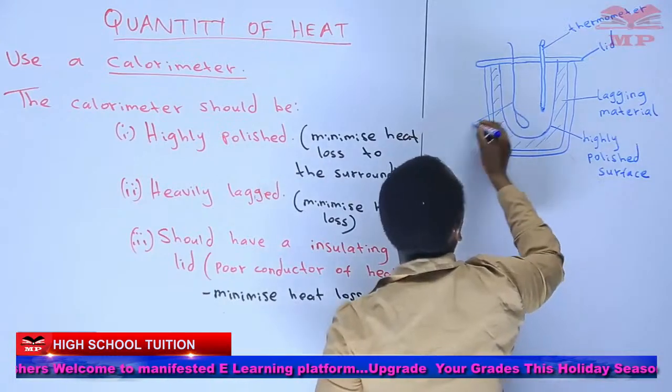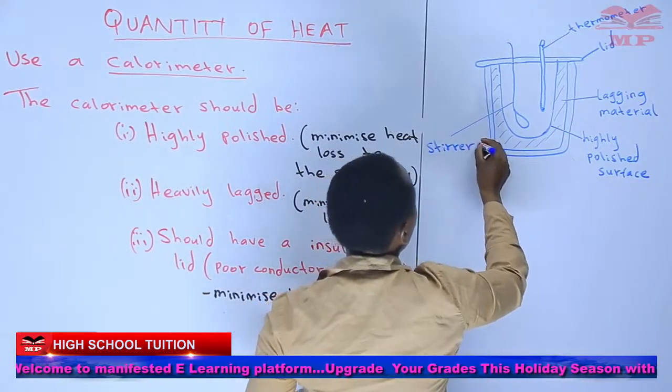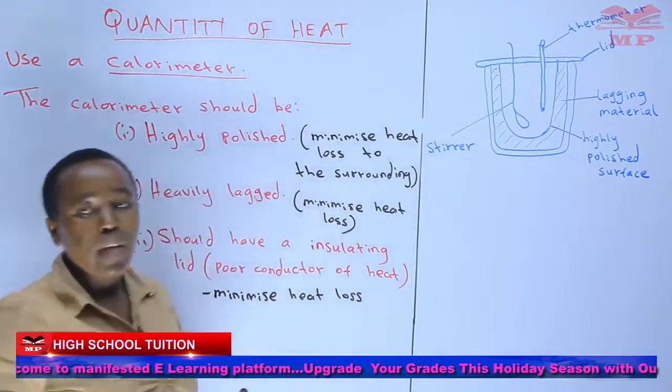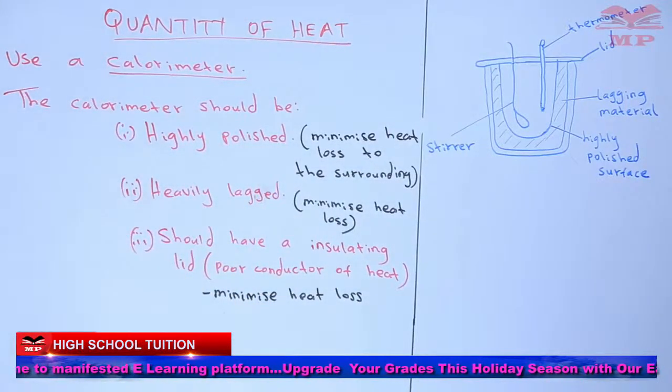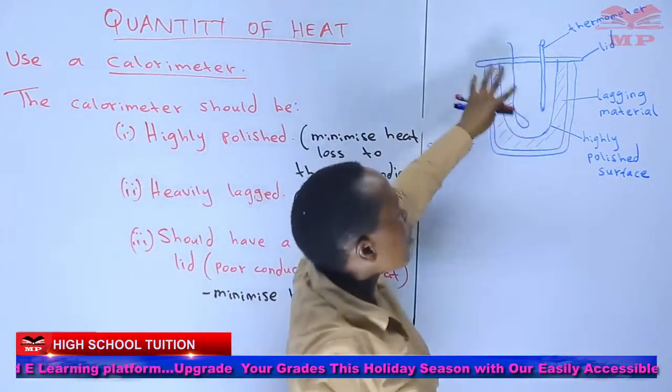And this is what we are referring to as our stirrer. So that is what we have for the calorimeter. We have the stirrer, the thermometer, the lagging material is there. We have that as our calorimeter. So this is simply what we are calling the calorimeter.